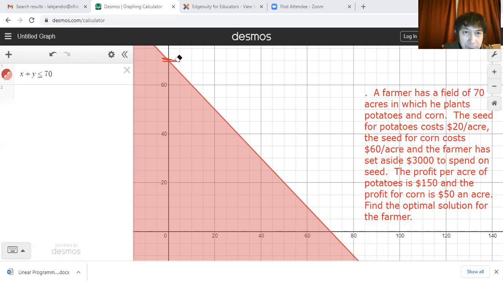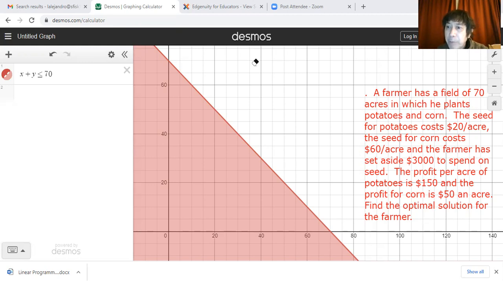Okay, let me just clear that. Let me erase my writing there. Erase, erase, erase. There, okay, I was able to erase it. And then we already have the first constraint. This will be for the 70 acres. And the allotted area for corn and potatoes will not exceed 70.